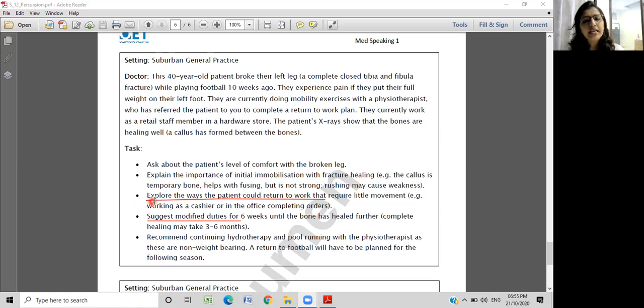So if you are very keen to go back to work, we can do one thing: instead of doing the work that you have been currently doing that involves a lot of walking around the store, would you be able to change your job profile a little bit for the time being? Instead of walking around the store, can you do something that you can sit and do? Yes, and that could be possibly working as a cashier or completing orders or something like that.